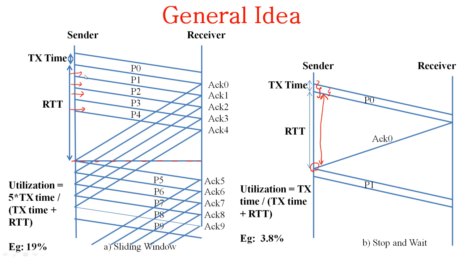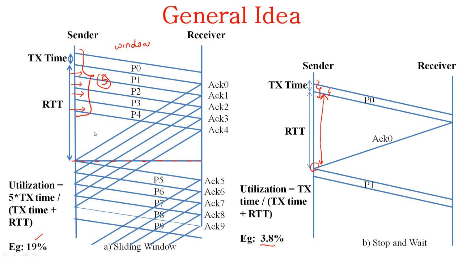In this particular example, I have sent a total of 5 packets here, thereby my utilization has increased 5 times. So this was 3.8%. Going with the numbers I used in the previous video, in this case it became 19%. So how many packets to send? Here the number 5 is called the window of the sliding window protocol. So you maintain a window which specifies how many packets you can send.